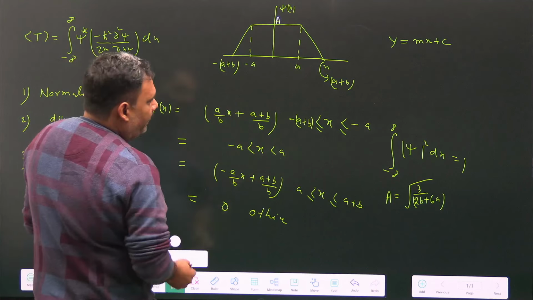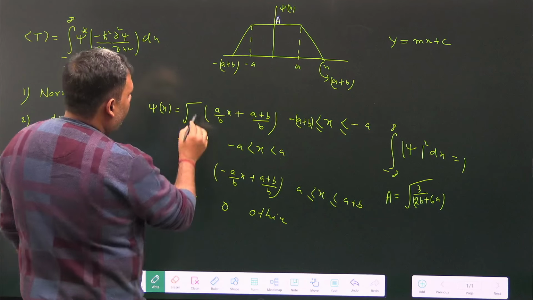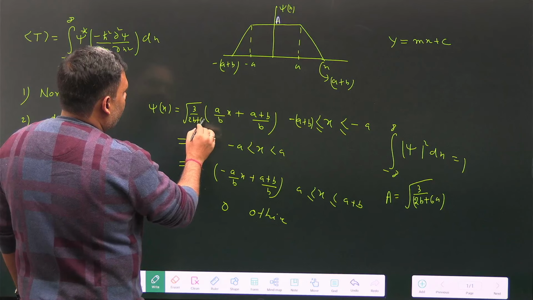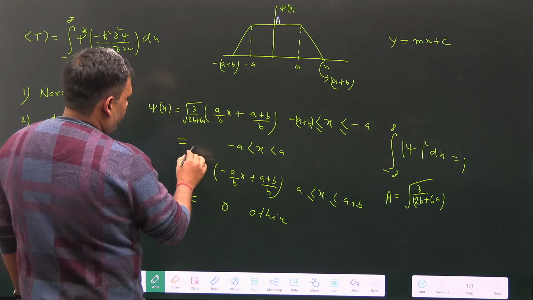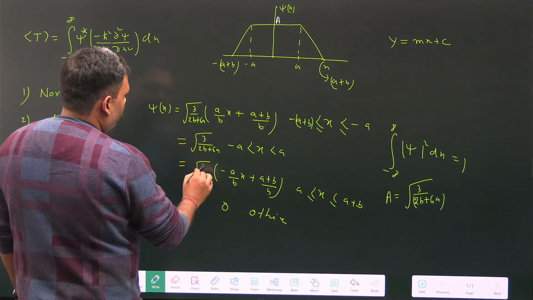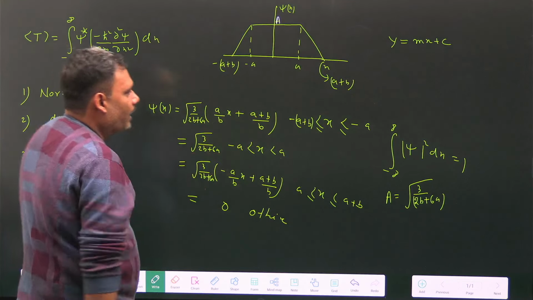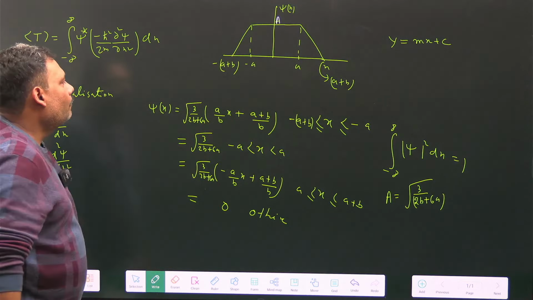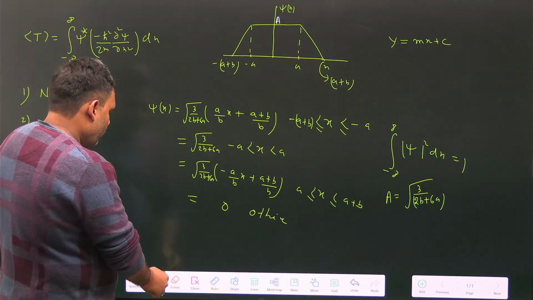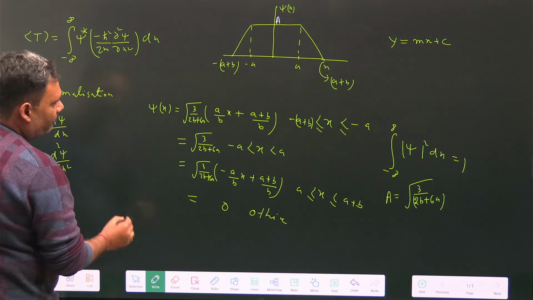And the value of A is basically root under 3 over 2B plus 6A. So this is your value of A, and this is your normalized wave function. Now when you go for the first order derivative, what will happen? You can see, this is very interesting.